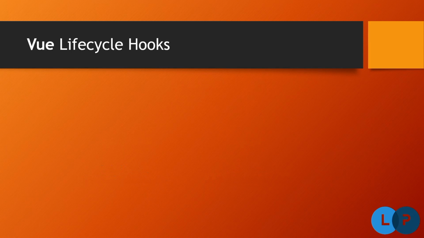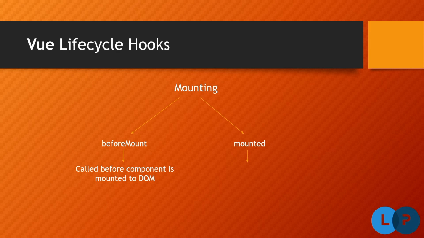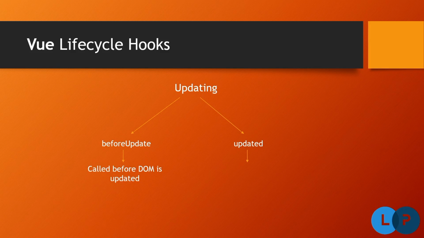After the creation, the next operation is mounting. These are also two hooks, beforeMount and mounted. The purpose of beforeMount is that it's called before the component is mounted to the actual DOM, right? And after it's mounted into the DOM, the mounted function will be called. Next is updating, with beforeUpdate and updated. beforeUpdate is called before the DOM is updated.